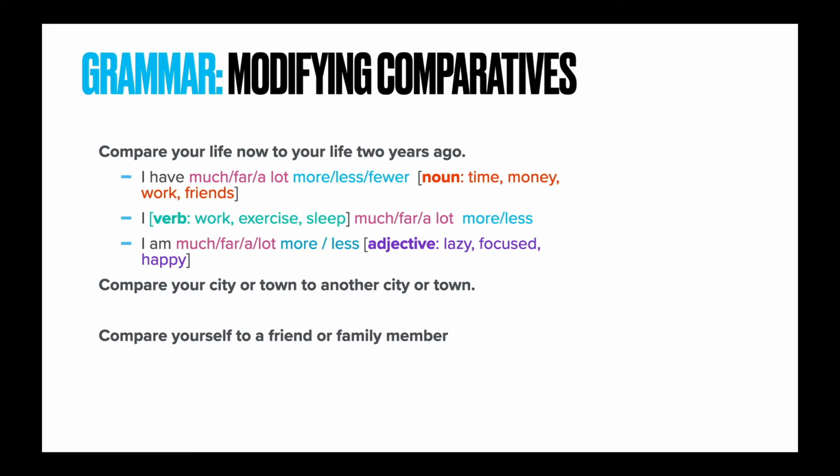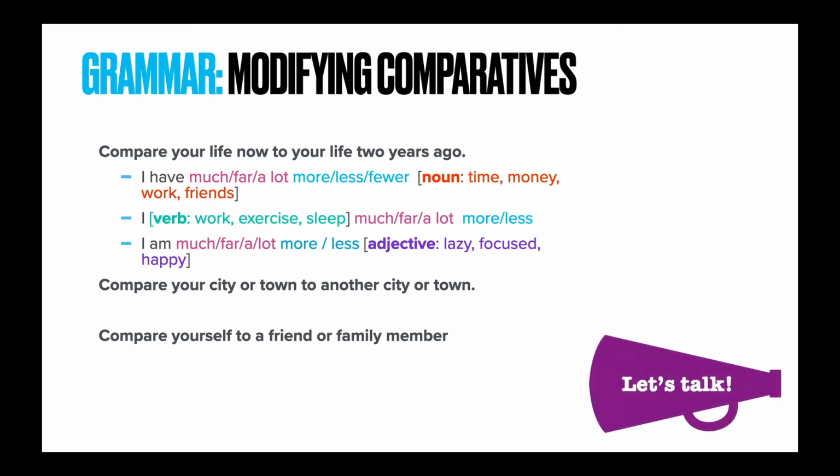You can also use this structure to compare your city or town to another city or town. So for example, I could say San Francisco is much smaller than New York, something like that. Or compare yourself to a friend or family member. So I could say I am much lazier than my mother. So let's talk. Using these prompts, let's practice modifying our comparatives.